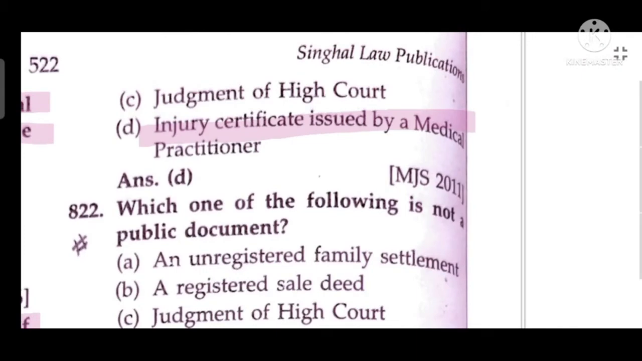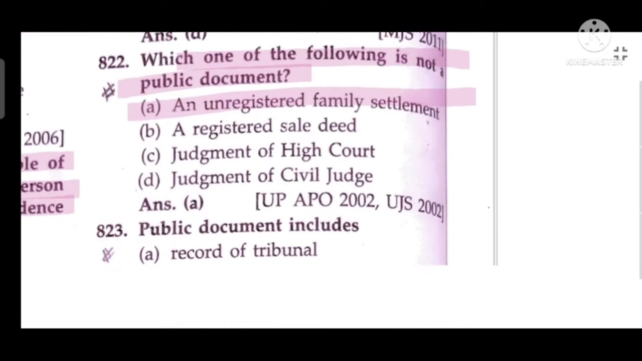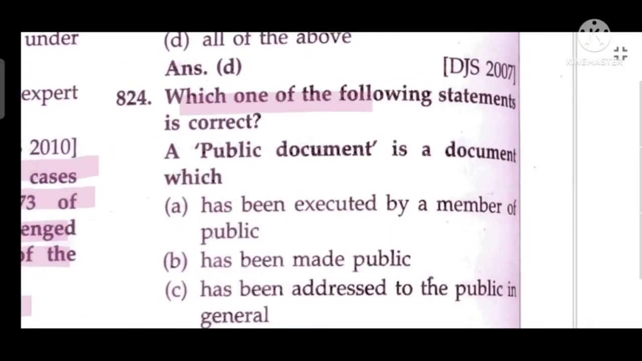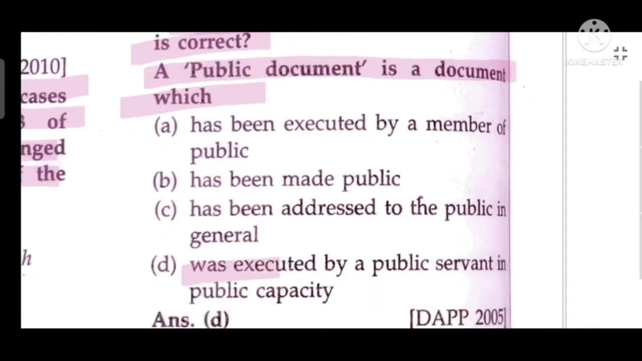Injury certificate issued by medical practitioner. Which one of the following is not a public document? An unregistered family settlement. A public document includes record of tribunal, record of court, record of public officer. Which one of the following statements is correct? A public document is a document which was executed by a public servant in public capacity.